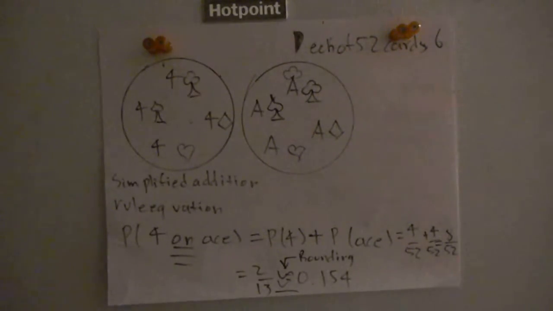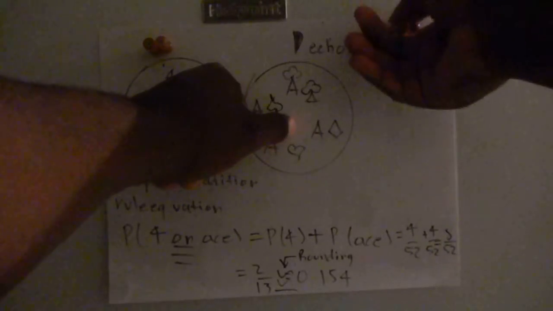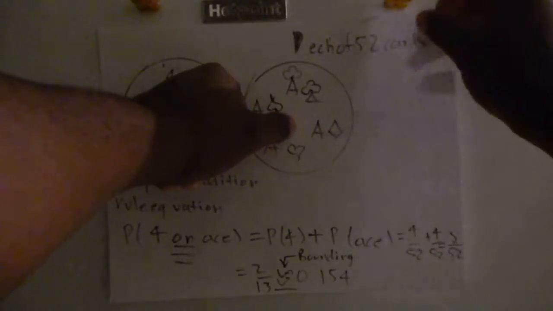Again, there's no intersection, so the events are disjoint.